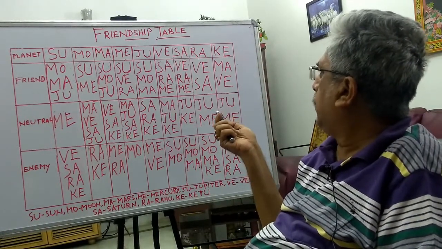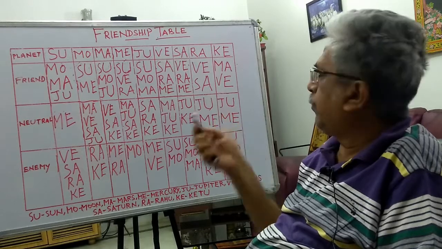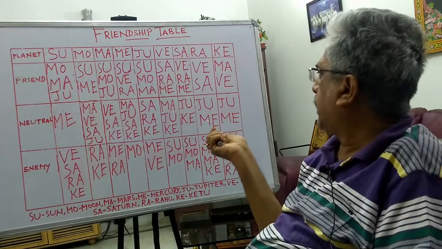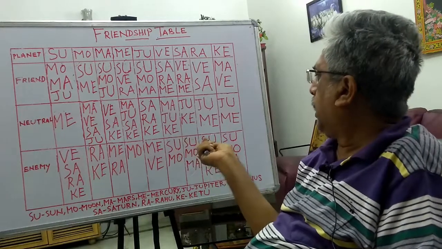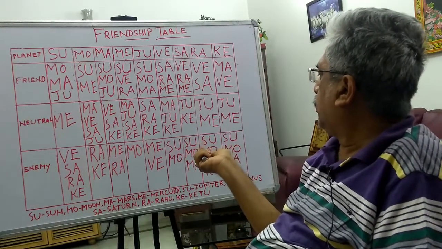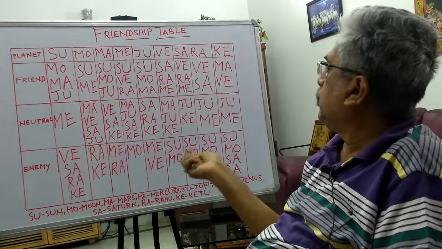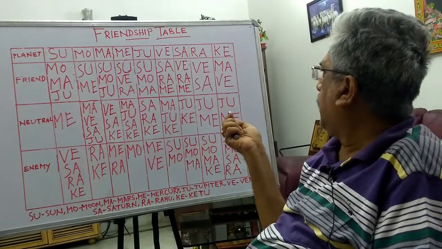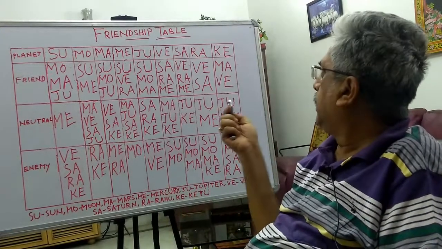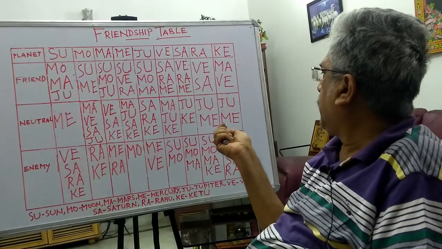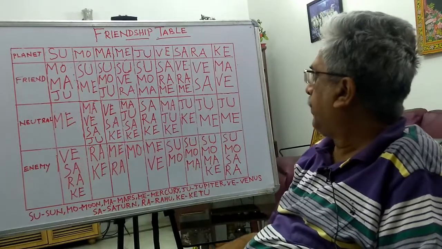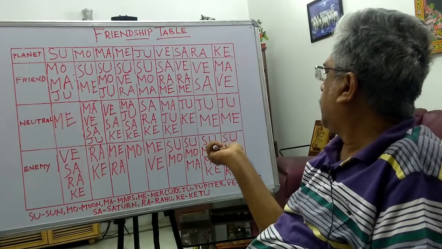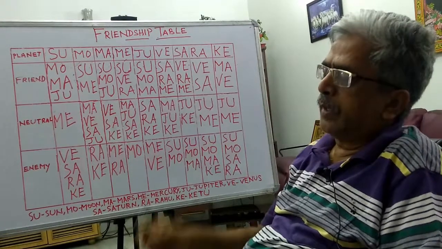Rahu treats Venus and Saturn as friend. Rahu treats Jupiter and Mercury neutral. Rahu treats Sun, Moon, Mars and Ketu as enemy. Ketu treats Mars and Venus friend. Ketu treats Jupiter and Mercury neutral. Ketu treats Sun, Moon, Saturn and Rahu enemy.